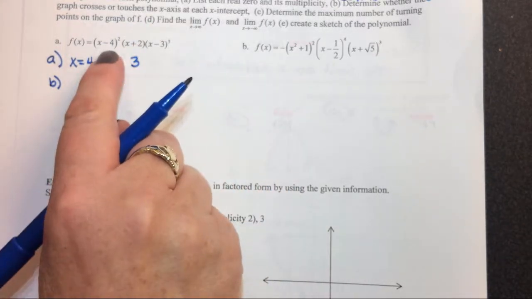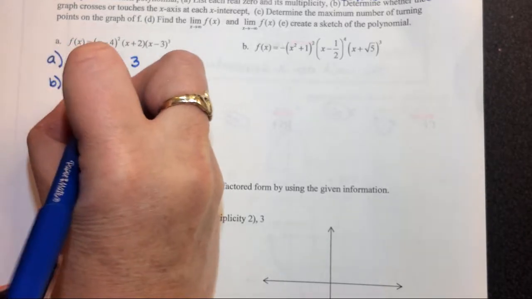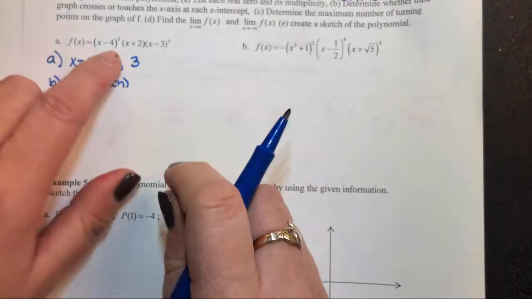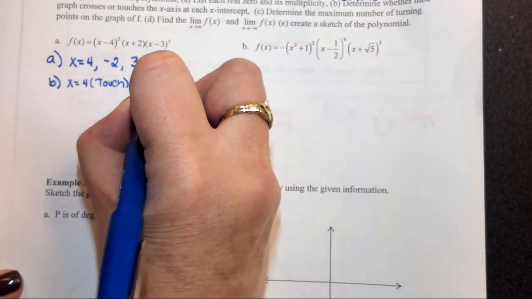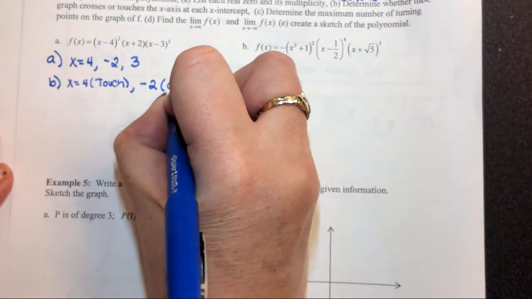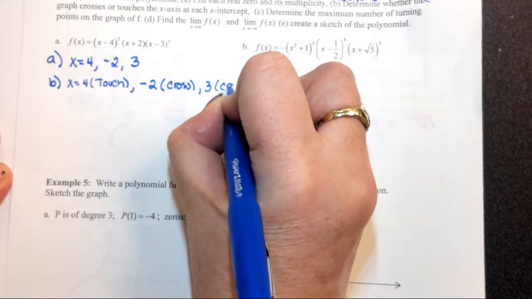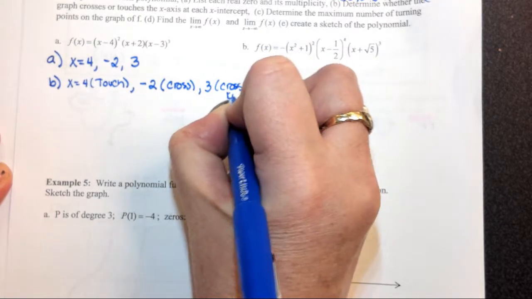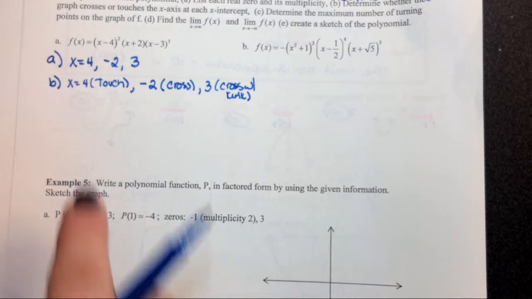So now part B is asking to determine whether it crosses or touches. What's happening at 4? Is it going to cross or touch? Touch. Why is it going to touch? The power's even. Okay. At -2, what's going to happen? It's going to do what? Cross. What's going to happen at 3? Cross with a kink. There's technically a better name for it. It's called an inflection point, but you'll get to that later on in calculus. But again, it just crosses with a kink. So are we good on A and B?